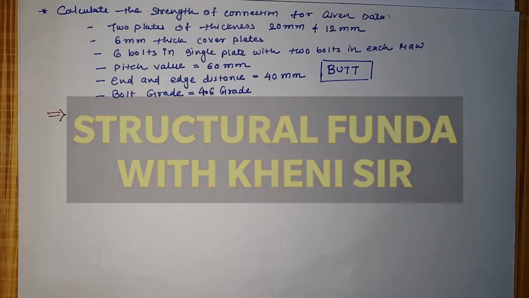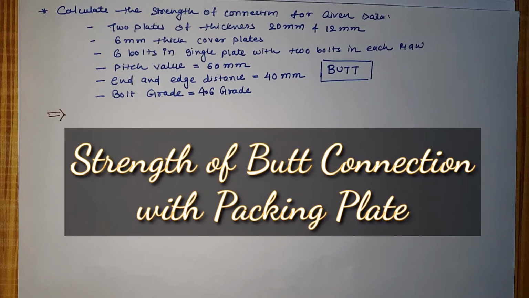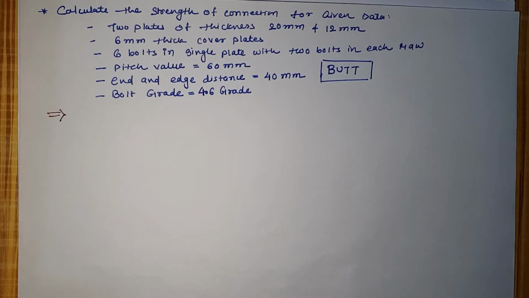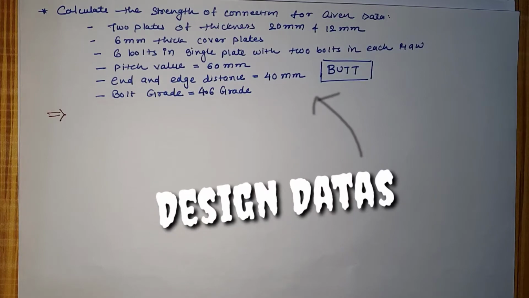I am Ethan Kenny, and today we are going to learn how to calculate the strength of connection for a given butt joint with two different thicknesses of plates, or we can say using packing plates. Now the design data is given as two plates: a 20 mm as well as a 12 mm thick plate.